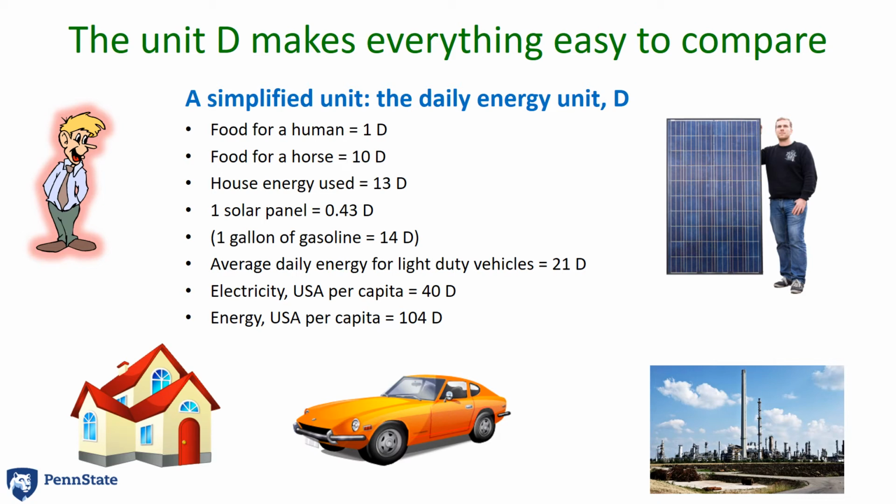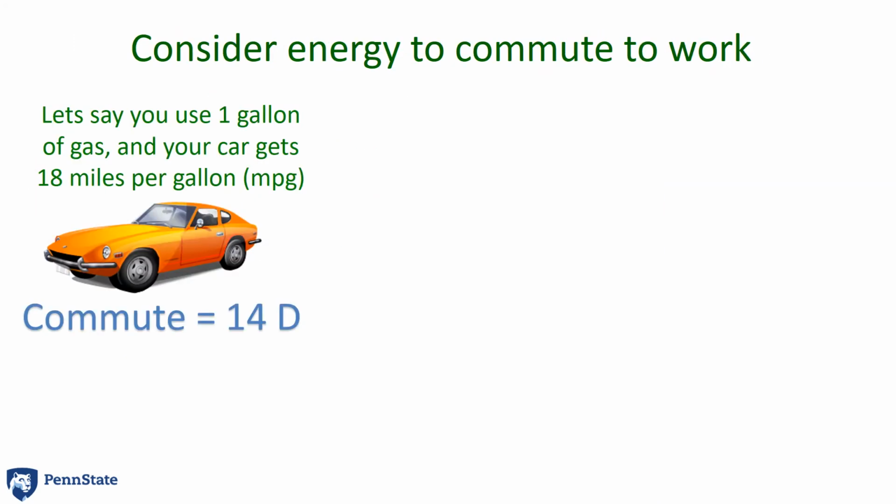So when you look at things now, for example, you can see the electricity that we consume per capita, not necessarily just in your home, but averaged across all people in the US, is about 40D, and all energy normalized per person in the US is about 104D. That makes this unit of D very nice because it ranges for the food and other activities up to about a maximum of about 100.